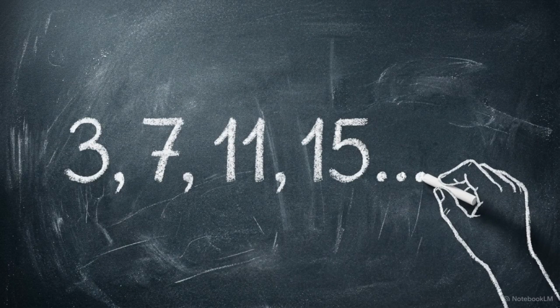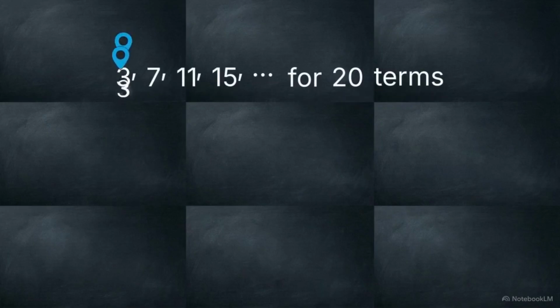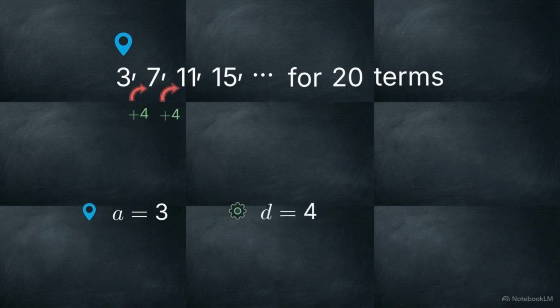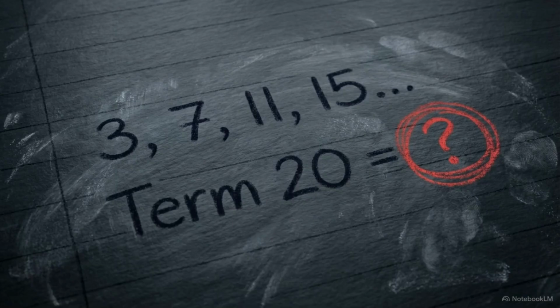Let's apply this by finding the sum of the first 20 terms of the sequence 3, 7, 11, 15. First, we extract our variables. Our starting term, A, is 3. Each term increases by 4, so our common difference, D, is 4. Since we are summing 20 terms, our N is 20. Because we don't explicitly have the value of the 20th term in our sequence, we will use the standard formula.